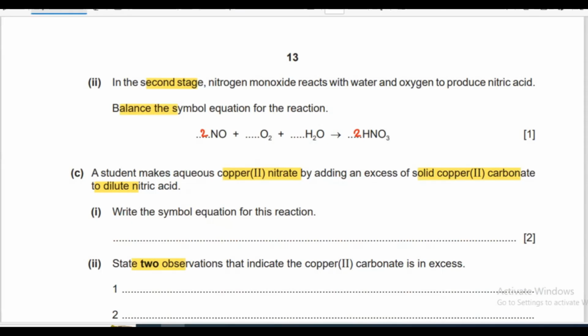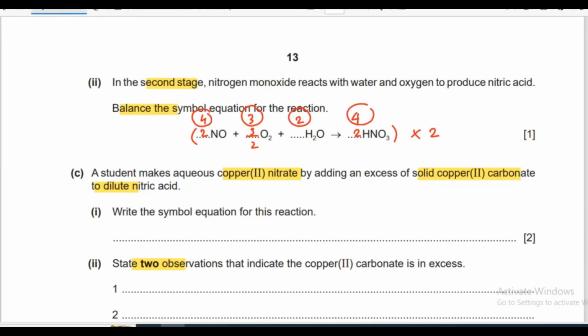So how can we increase the number of oxygen atoms? If we write 3 by 2 here, we will get oxygen 6, but to remove this denominator, we'll have to multiply the whole equation by 2. If you multiply by 2, it becomes 4, then 2 here, then 3 by 2 times 2 is 3 here, and then 4 here. So these are the balancing coefficients for this chemical equation.